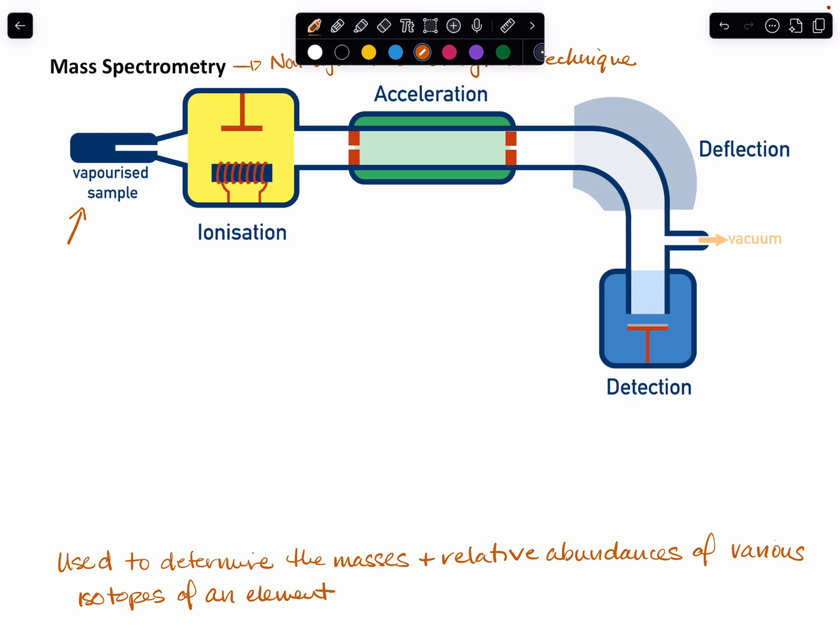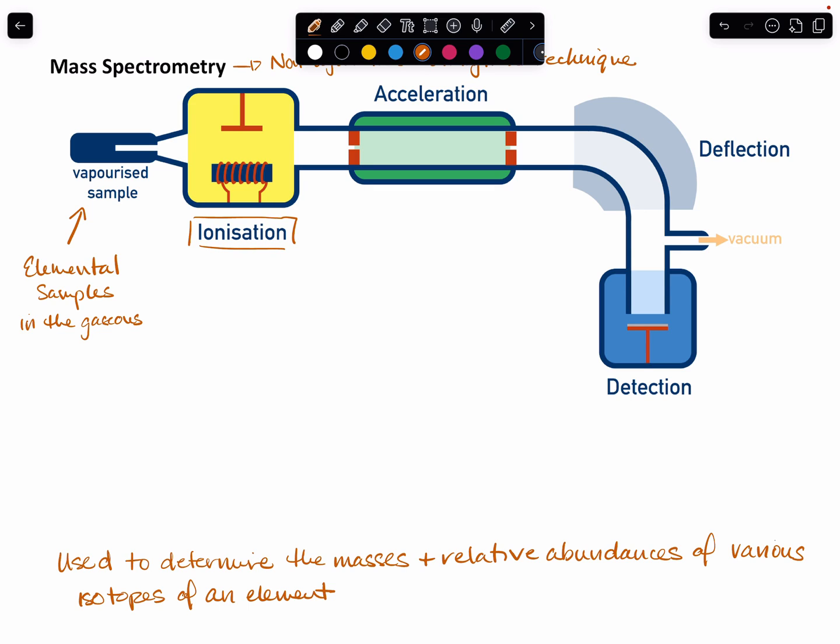All right, first up, our sample. For us, these are going to be elemental samples. All right, and they have to be in the gaseous state. All right, so in other words, they need to be vaporized first. So there's going to be very high temperatures involved. All right, and that vaporized substance is then injected into this next chamber, which is called the ionization chamber.